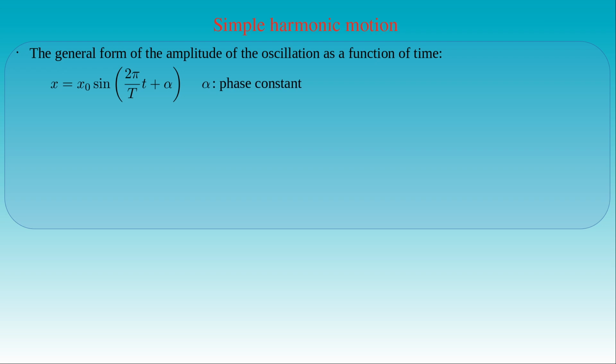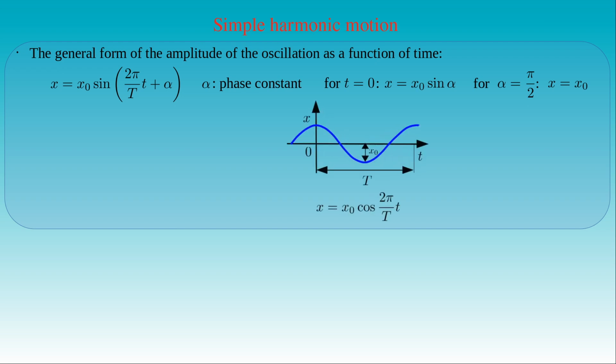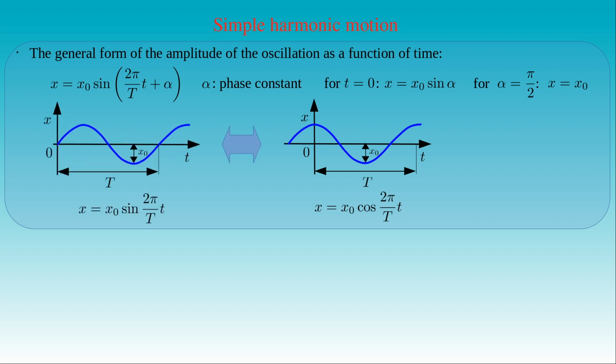At the time t equal to 0, the amplitude x of the harmonic motion is equal to x0 times sine alpha. For alpha equal to half of pi, the amplitude x becomes the maximal amplitude x0 at the time t equal to 0. Then we conclude that the amplitude x of the oscillation is given by x0 times cosine of 2 pi over the period times the time t, which is completely equivalent with the original form of the amplitude as a function of time, apart from a phase shift of 90 degrees.